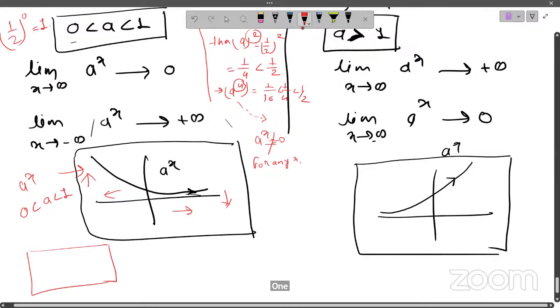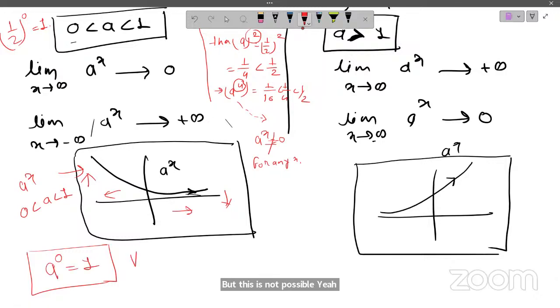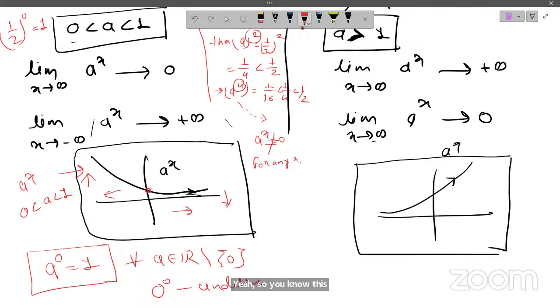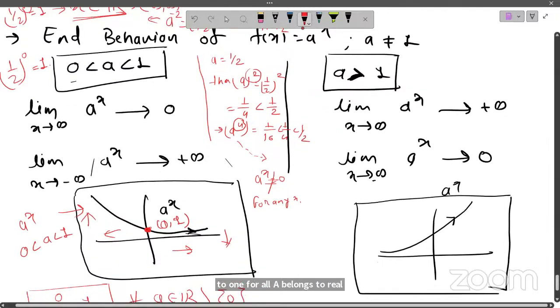You know this property that a to the power 0 is equal to 1 for all a belonging to the real numbers except 0, because 0 to the power 0 is undefined. And this is nothing but the y-intercept, correct? So the point is (0, 1). So this fact is clear to everyone?